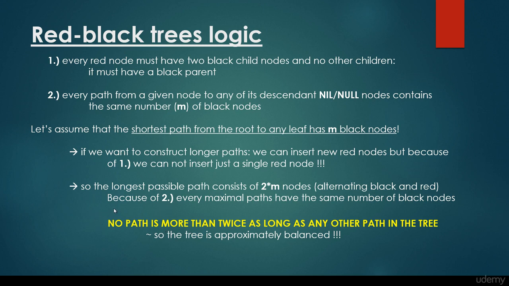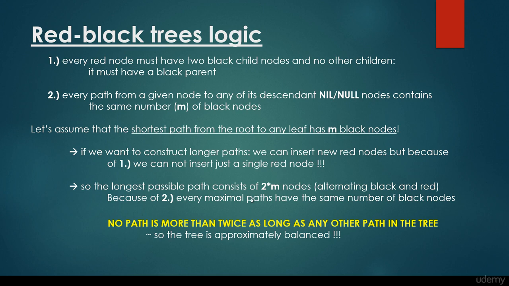So we can come to the conclusion that no path is more than twice as long as any other path in the tree. So the tree is approximately balanced. It is not as rigidly balanced as an AVL tree. We are not going to make as many rotations as we have seen for AVL trees, because the longest path contains 2 times M nodes and the shortest path contains M nodes.